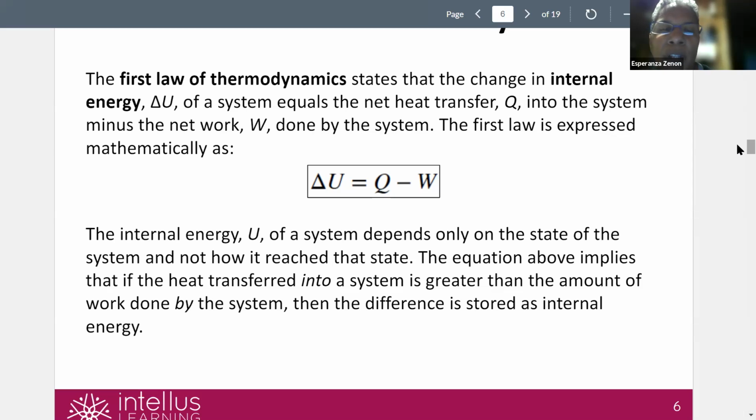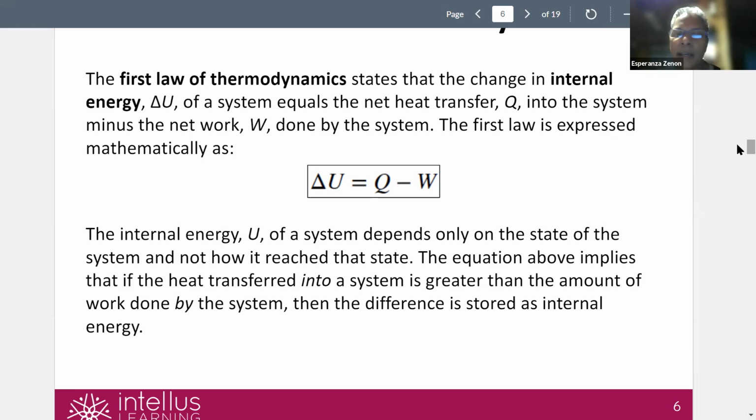If we want to know how the internal energy of a system changed, look at the amount of heat you put in and the work you got out. The difference between the heat that's put in and the work that's done by the system, the work out of the system, is the change in internal energy. And that is the first law of thermodynamics.